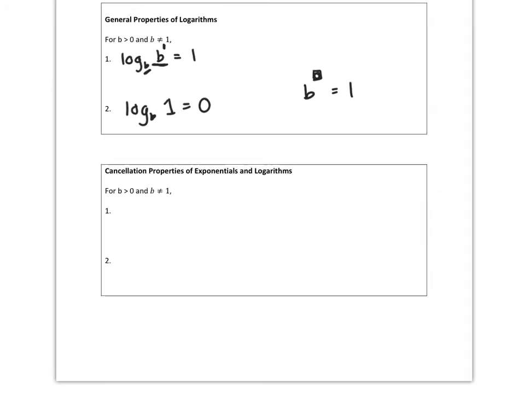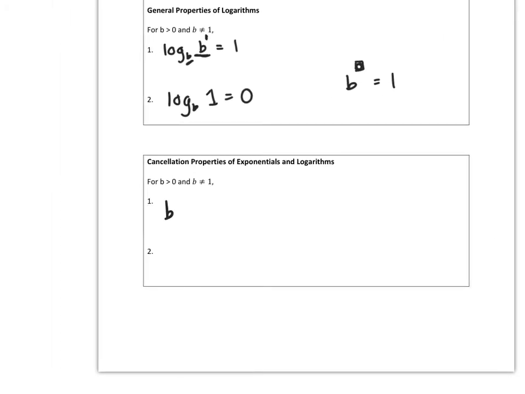Cancellation properties. If you've got b and then the exponent is log base b of x, when these are the same, it simplifies to whatever's here, equals x. And now if you have log base b of b to the x, when these are the same, similar to what we had earlier, it simplifies to the exponent on this. It's x.